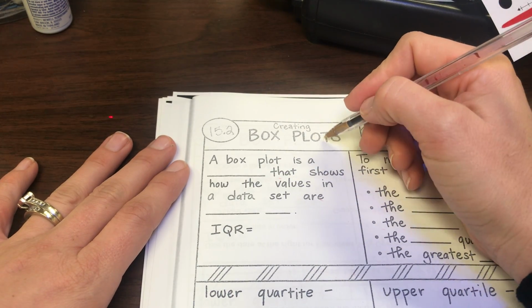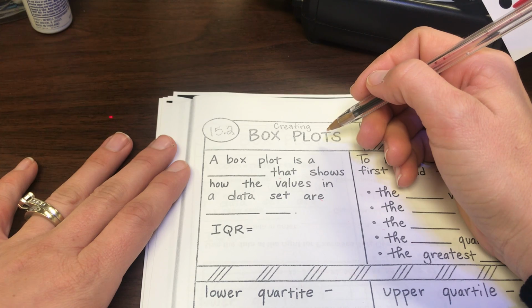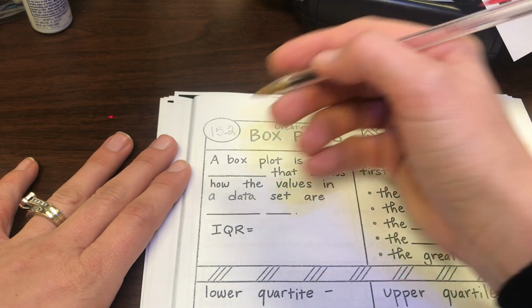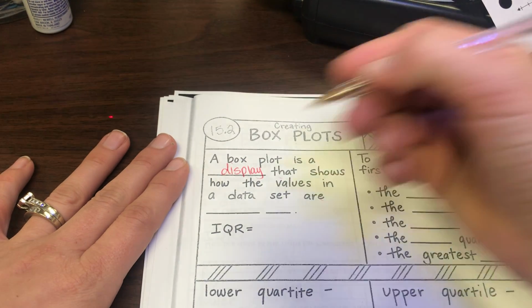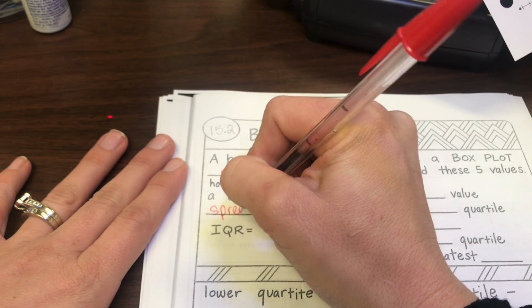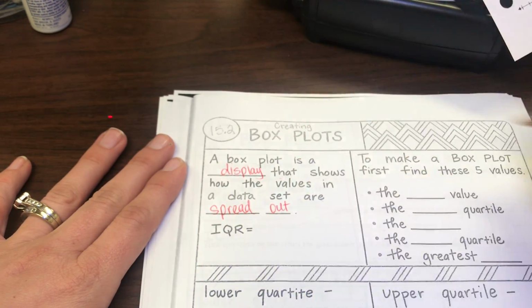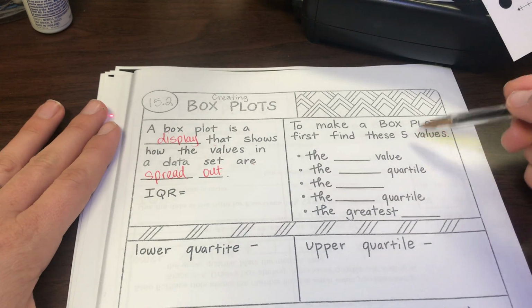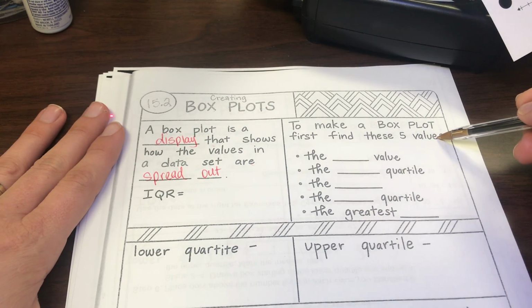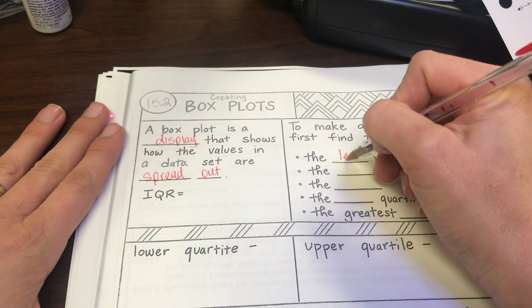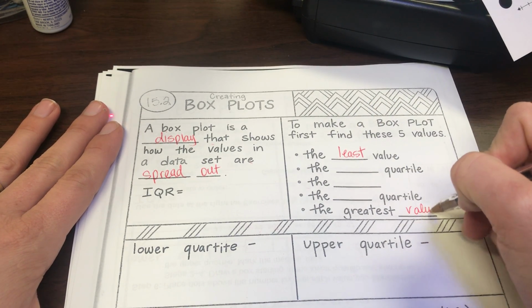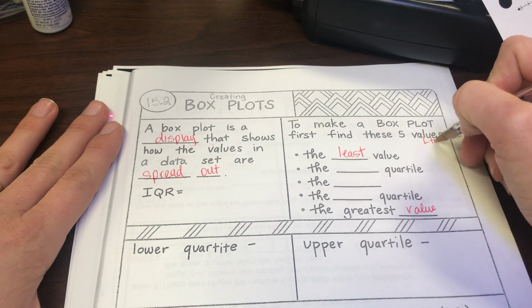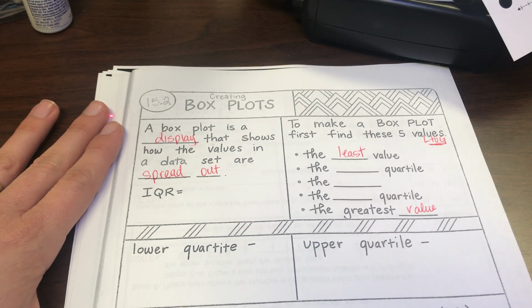A box plot is similar to a stem and leaf plot and a dot plot in that it's a way to display a set of numbers. It's just showing you how they're spread out on a number line. You're going to need 5 numbers to make this box plot. You need the least value, the smallest number in the list, and the greatest value, and you put them in order from least to greatest.